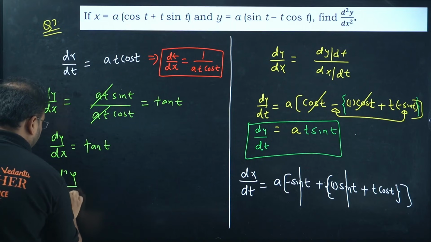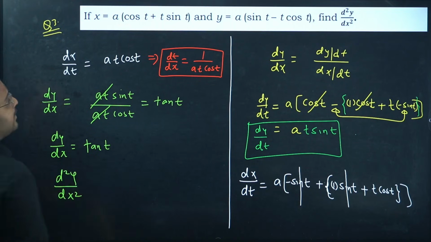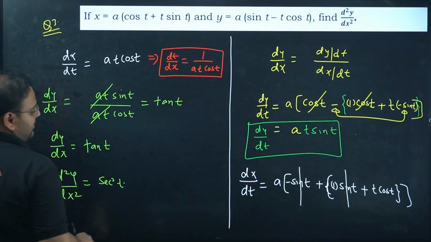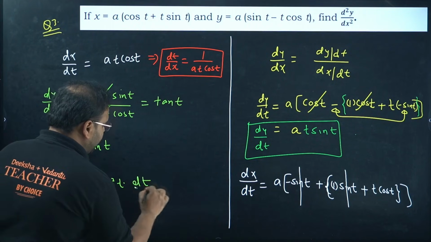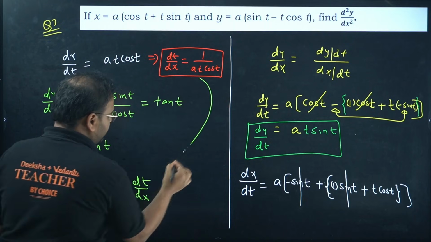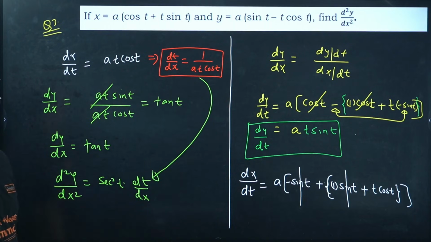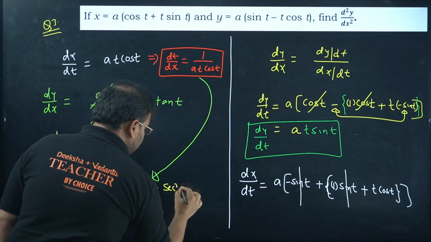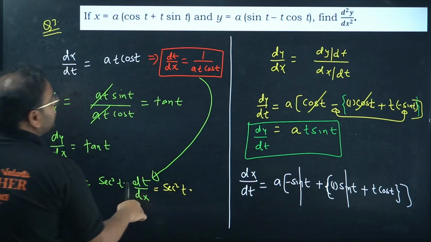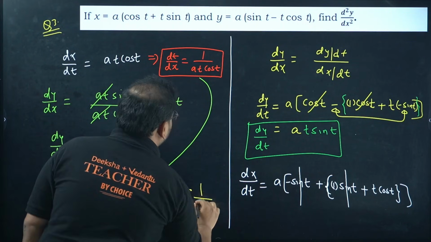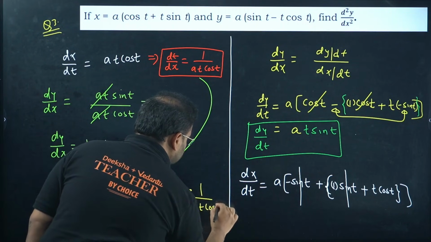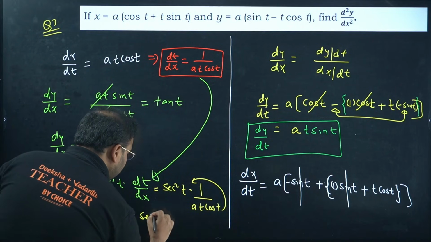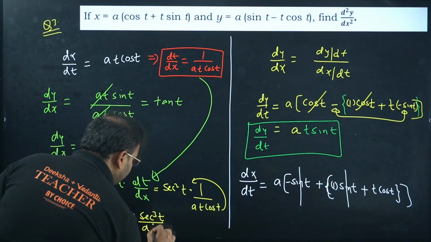d square y upon dx square. This will become derivative of tan, so secant square t. Is it over? No sir. Chain rule: dt by dx, and we have that value. Check here, secant square t into dt by dx will be 1 upon a t cos t. Bring this cos up, it becomes secant again. My answer comes out to be secant cube t upon a t.